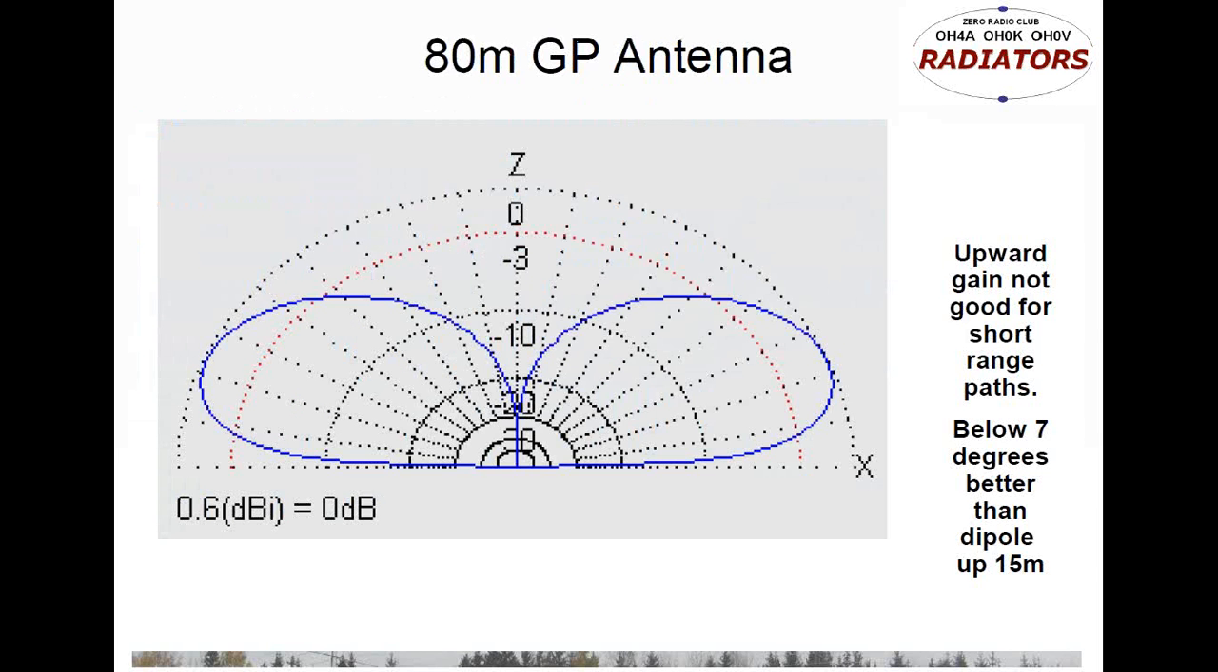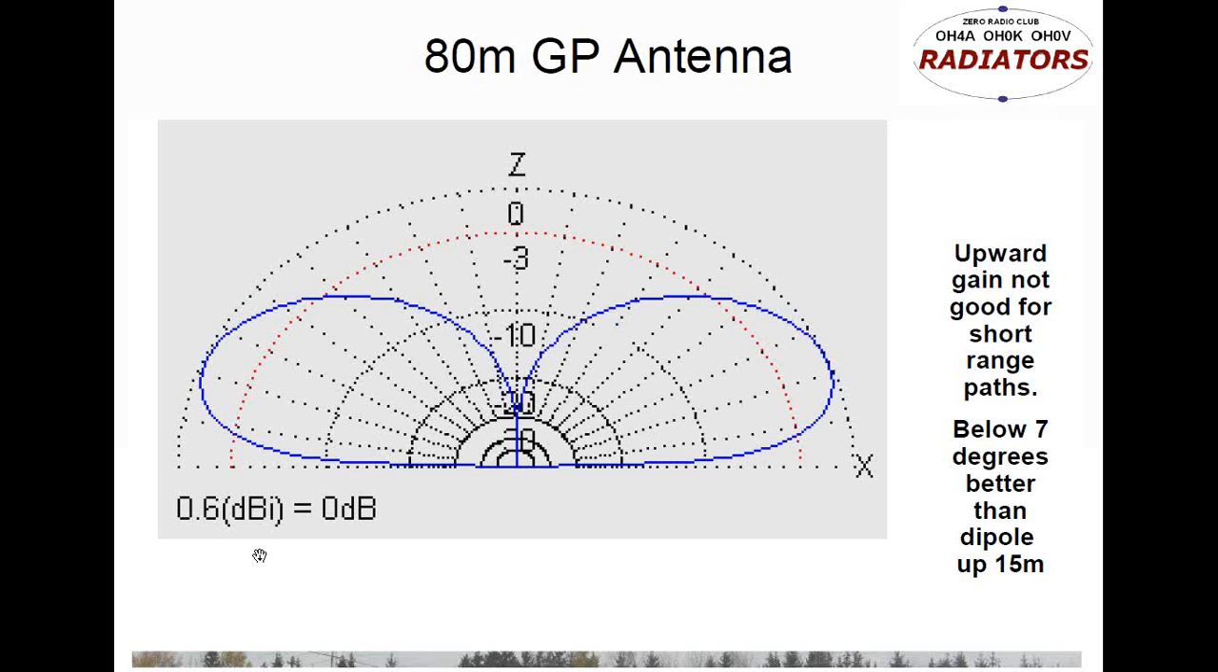So the 80-meter ground plane antenna pattern looks like this. It's not good for close-by contacts, but it is relatively okay for DX. This is modeled using NMA software. This model shows about half a dBi gain.